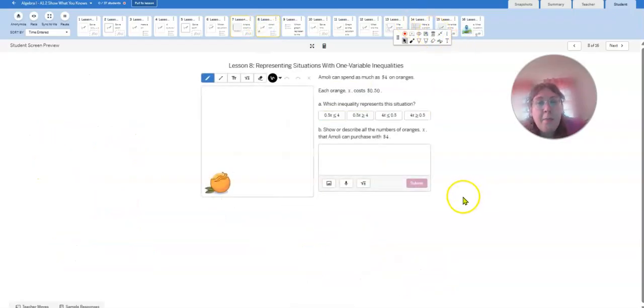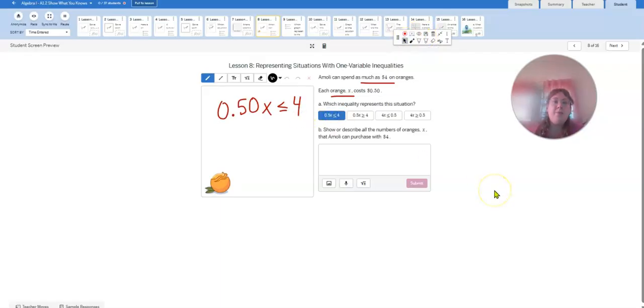Amoli can spend as much as $4 on oranges. Each orange is 50 cents. So we have 50 cents times each orange is x, and he can spend as much as $4. So it's going to be less than or equal to $4. Here we go. Show or describe all the number of oranges that Amoli can purchase with $4.